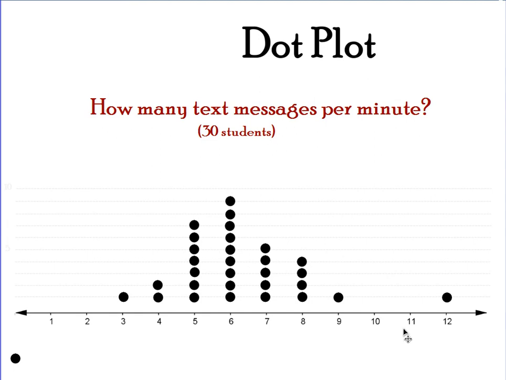So this dot plot can actually help us find all of our measures of center and spread, plus give us a lot of other valuable information along the way. For instance, in this dot plot, I can easily find the mode as being 6, since it occurred more times than any other value. We can also see that we might have a possible outlier over at 12.